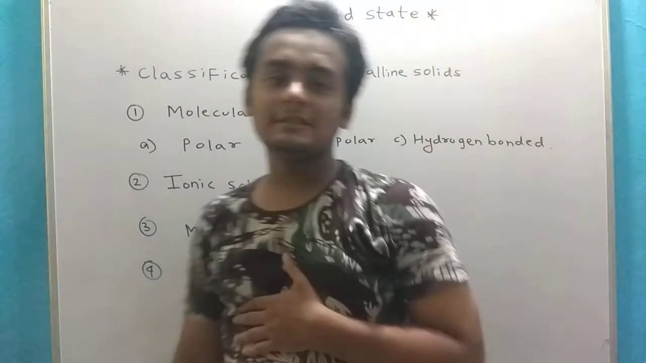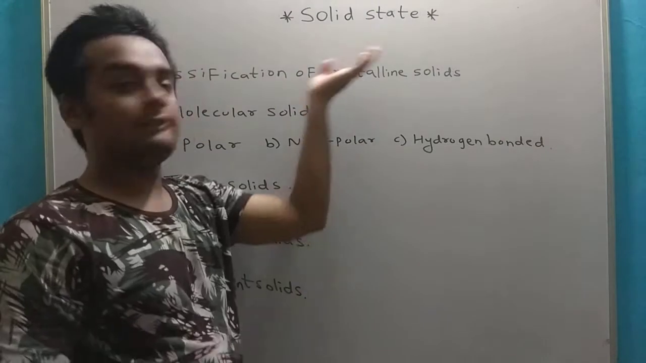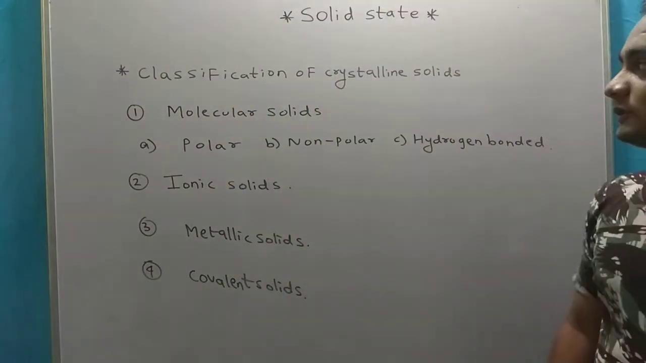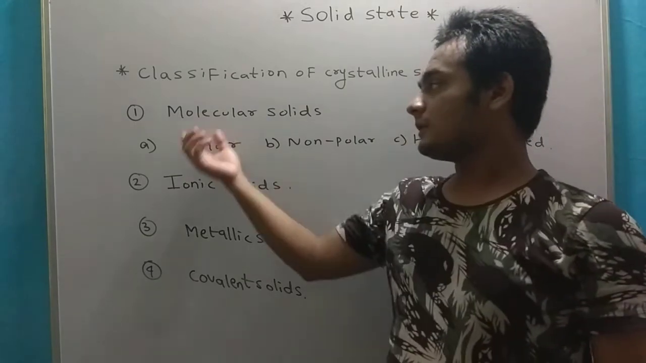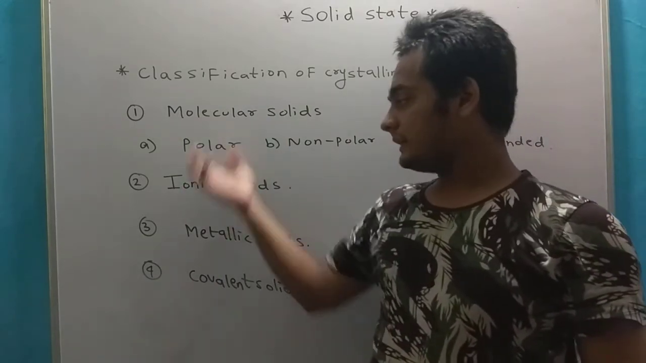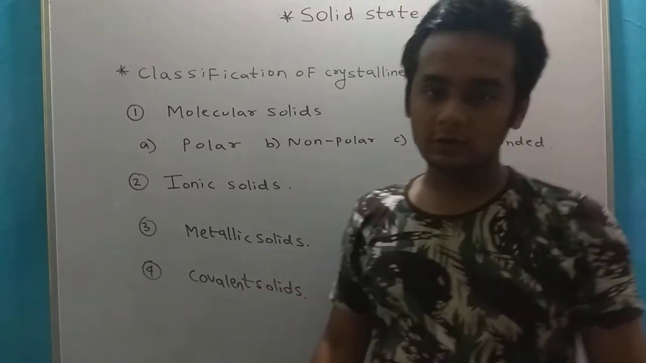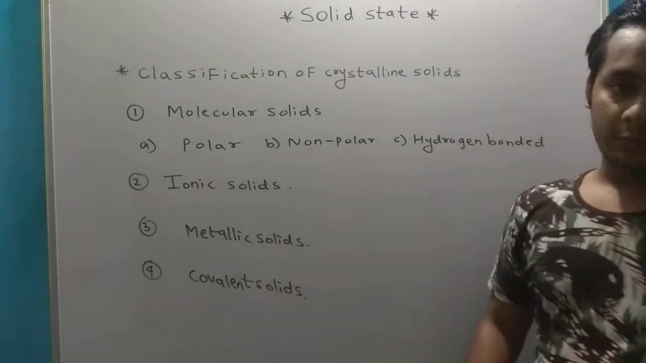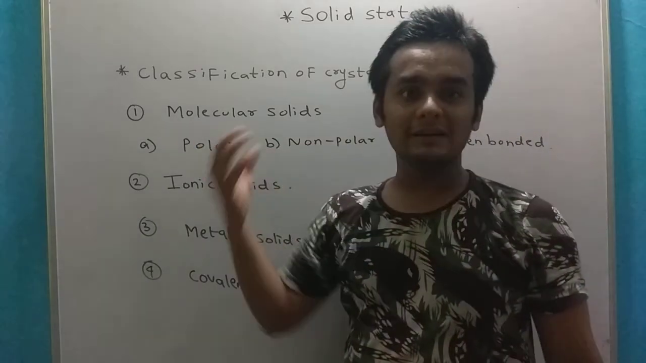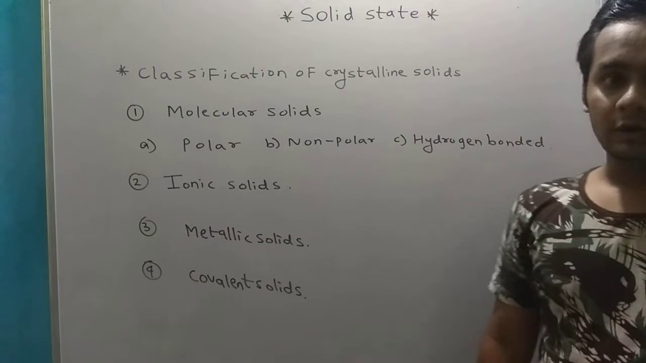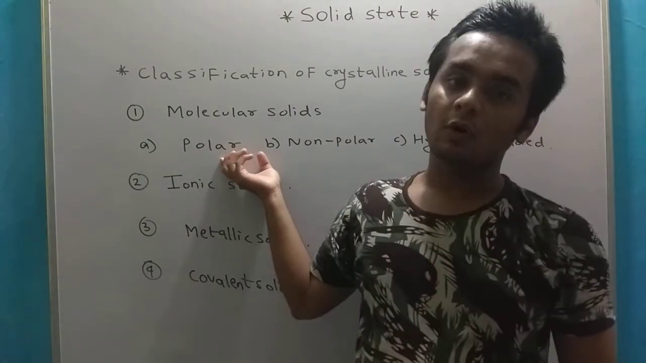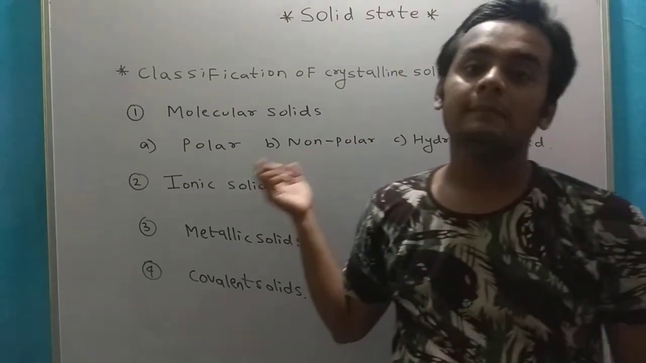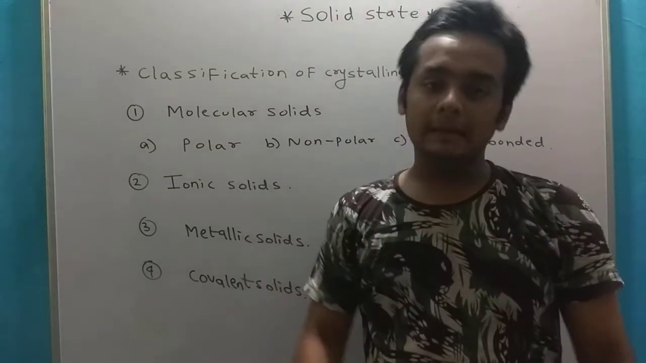Okay, hello students. Last time we have already started with solid state chemistry, and in that we saw the classification of crystalline solids. We have seen molecular solids, ionic solids, metallic solids and covalent solids. Now we have already discussed polar and non-polar. Polar molecules have the permanent dipole moment, which we have already studied in the 11th standard. Non-polar molecules do not have a dipole moment, or have zero dipole moment.